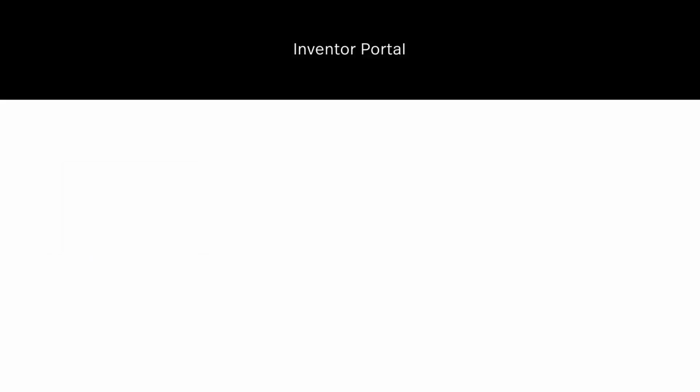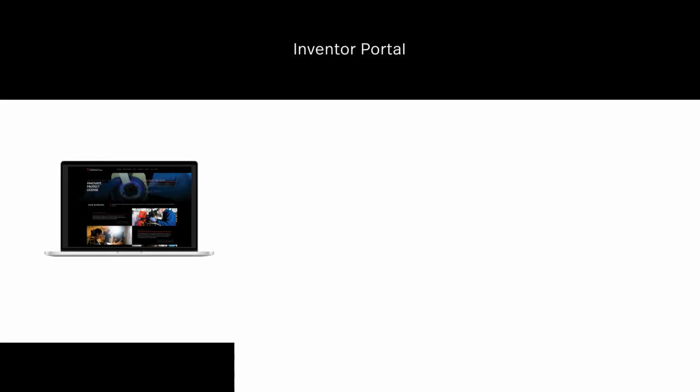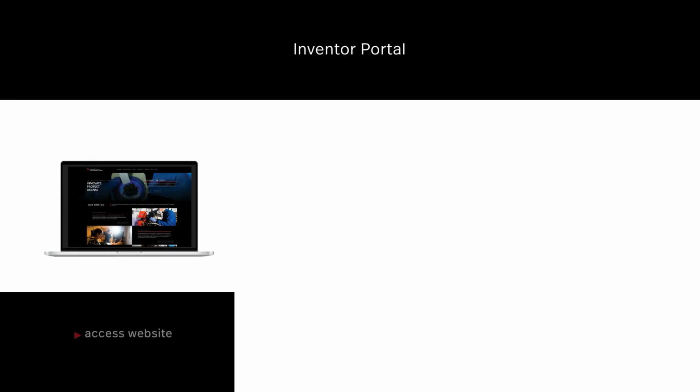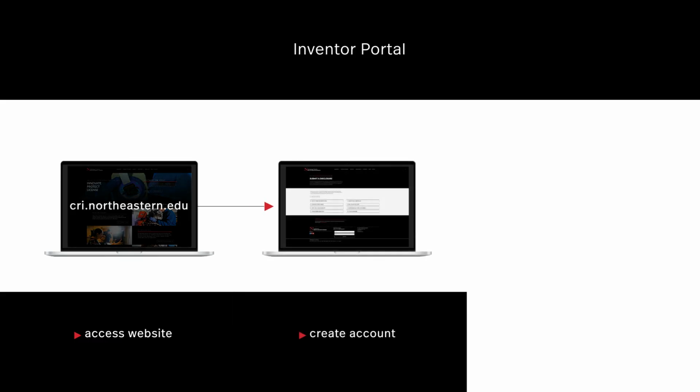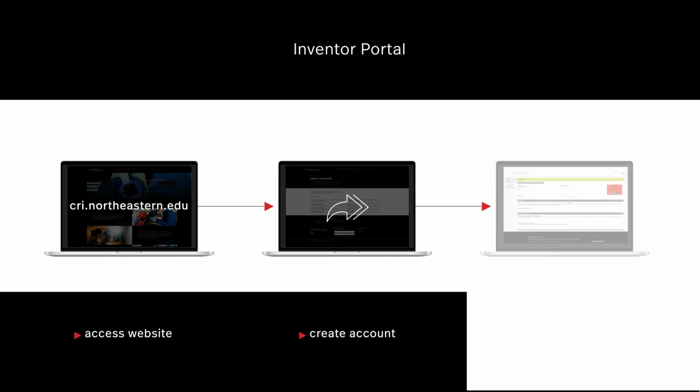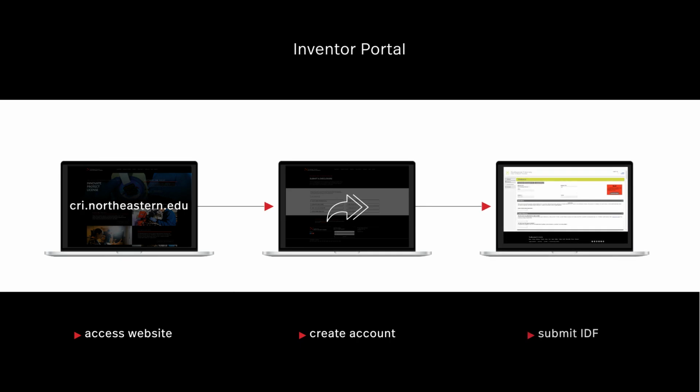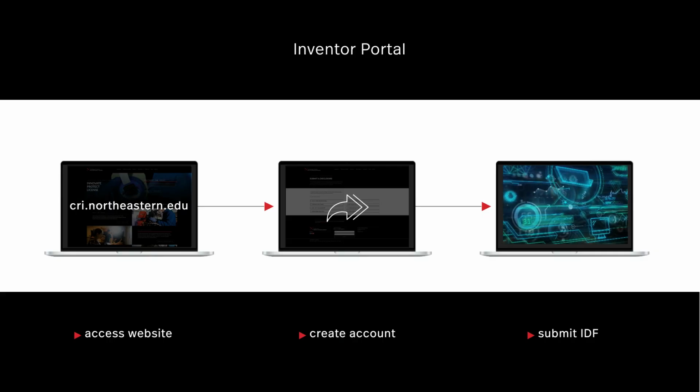You can submit an invention disclosure through the CRI Inventor Portal, which can be accessed through the CRI website. Create an account and access the invention disclosure form to begin the process. The invention disclosure form gives the information needed to determine the potential to file and protect the IP and understand the commercial opportunities associated with the invention.